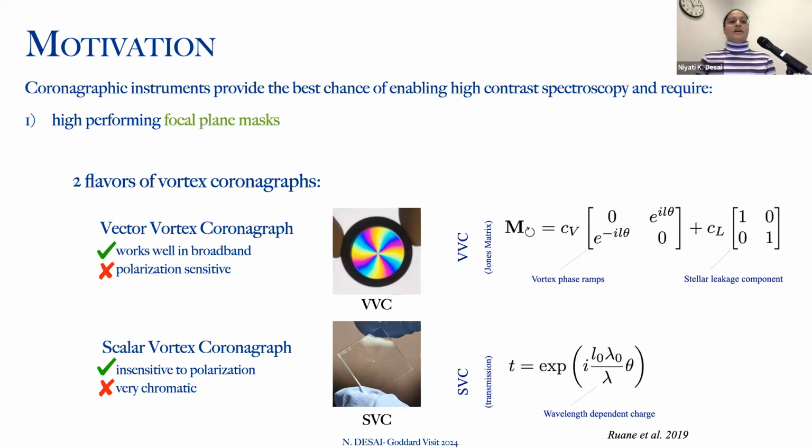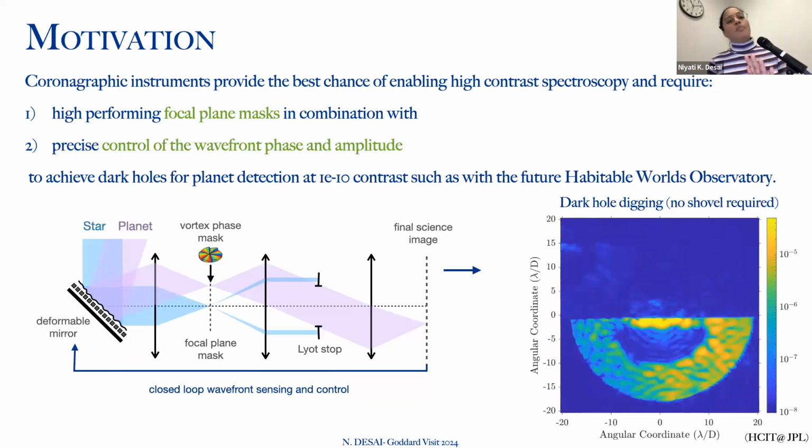So that's the first half: coronagraphic instruments definitely are going to require high-performing focal plane masks. We've got two different flavors of vortex ones. But of course, the second half is being able to do precise wavefront sensing and control to control your DM to make those focal plane masks perform as best as they possibly can. You want to be able to send in the best possible wavefront, correct as much as you can beforehand for that vortex to be able to do its job the best.